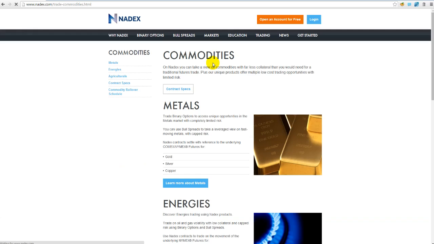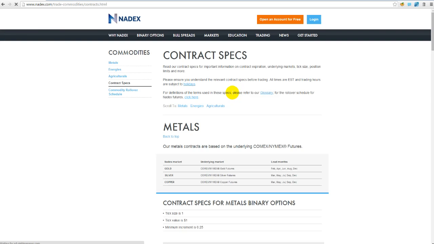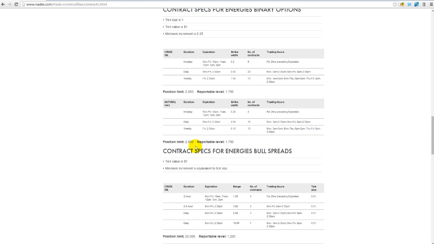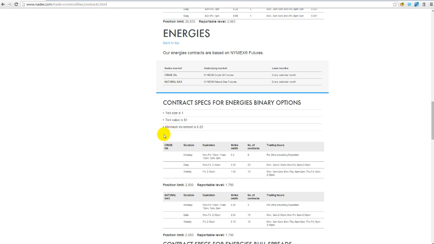So if we go to, say, commodities, so markets, commodities on Nadex.com, click on contract specs, and then scroll on down to energy, scroll on down to crude oil, then find the binaries for crude, look at the intradays, they're 20 ticks wide. Okay, so 0.20 really. There's 9 of them. So they'll be 20 ticks wide. And so that's how you know.